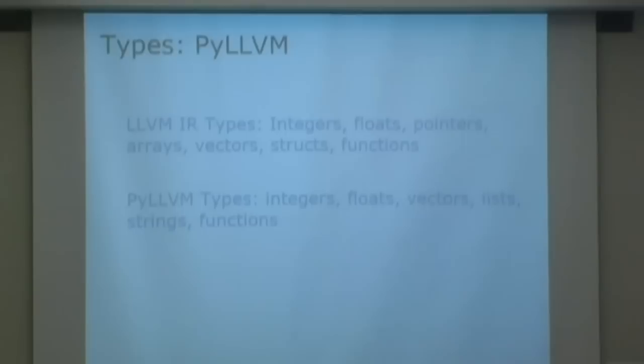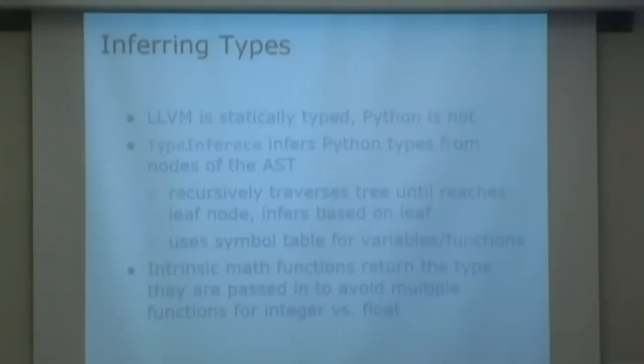So because Python is a dynamically typed language and LLVM-IR is not, it means that we need to be able to anticipate the type of an expression before we evaluate it. The way we do this is through the type inference node, which basically, given a Python expression, will traverse the AST until it reaches a leaf. When you are at a leaf, it's very easy to know what type you have because it's either a basic type like strings, integers, etc., or it's a variable. And then we can use our symbol table to look up the type of the variable.